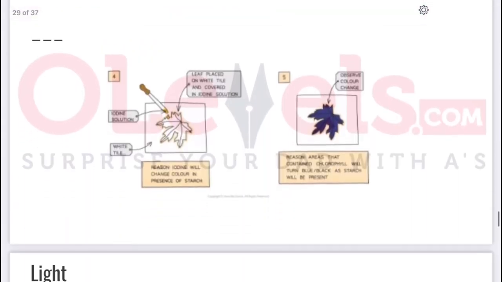So here we have the fourth and fifth steps. The fourth step is we have the leaf placed on a white tile and covered with iodine solution, so we are dropping the iodine solution on the leaf. The reason: iodine will change color in the presence of starch. Now the fifth step, observe the color change. Reason: areas that contain chlorophyll will turn blue-black as starch will be present.